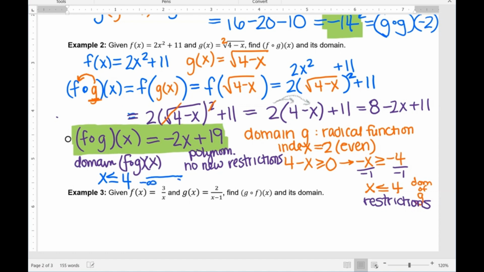Remember, you can always do a little number line. We would be shading to the left because we're going less. And the less than or equal to means closed bracket. And we find out our domain is negative infinity with a parenthesis, always, on up to 4 with a bracket.